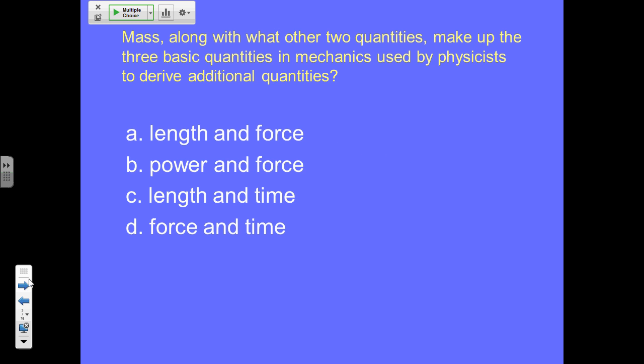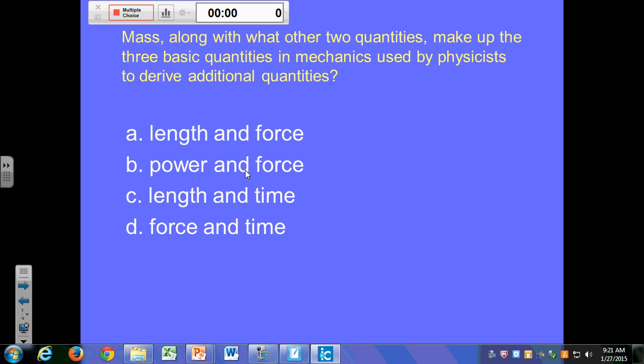The answer is time. Mass, along with what other two quantities, make up the three basic quantities used by physicists to derive additional quantities? That is, we had mass and what and what. Remember, this was in the MKS system of the SI system. So mass, what, and what. Feel free to ask your neighbor what you put. Just a few more seconds. I'll stop at 40.